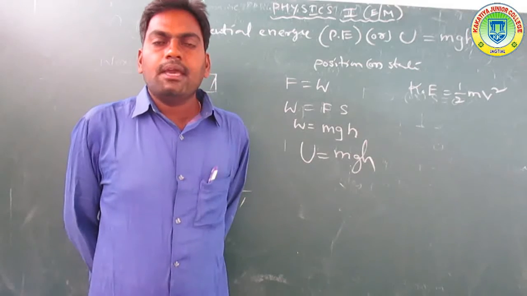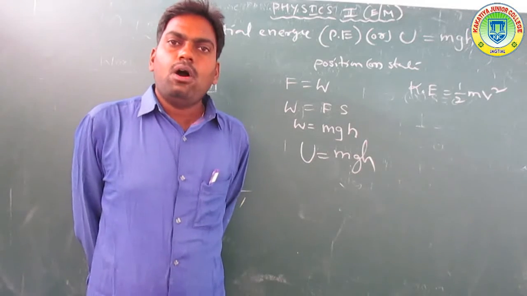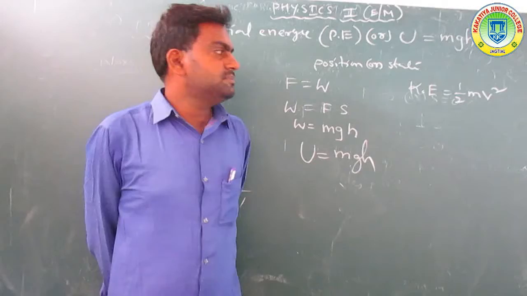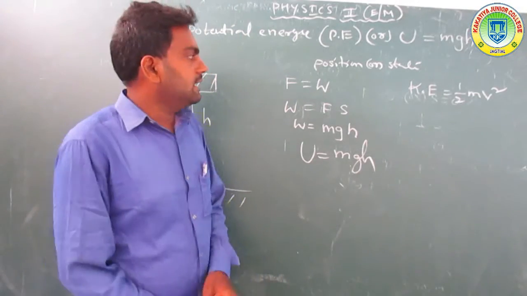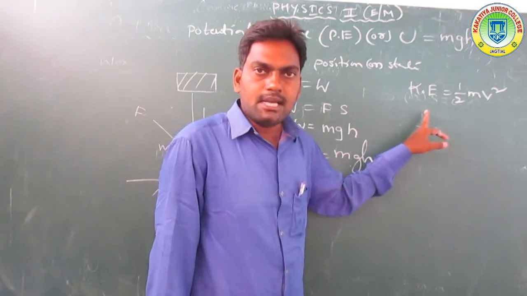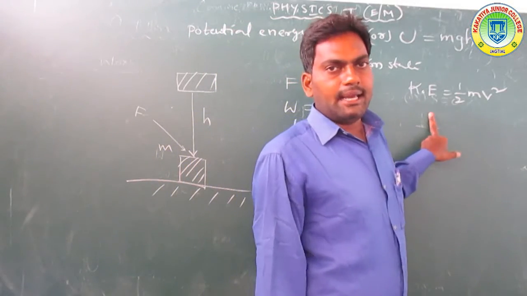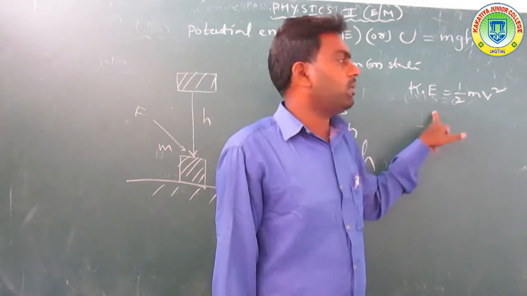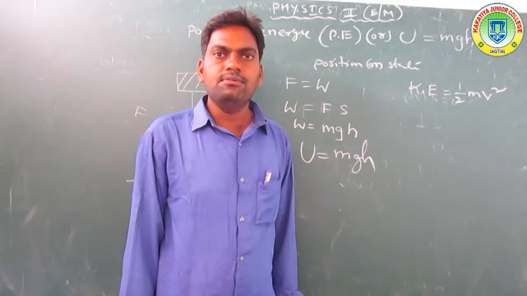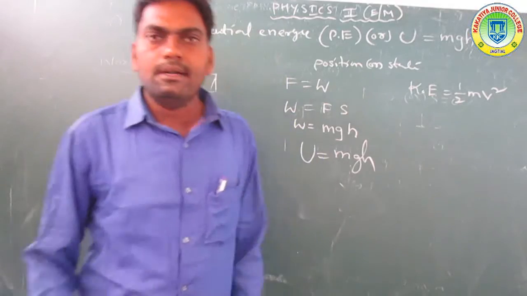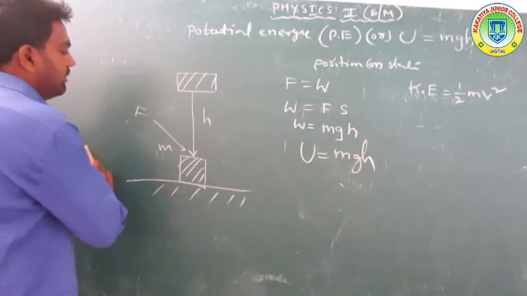What is m? m is the mass of the object. What is v? v is the velocity of the object. So the kinetic energy equation we can write as K.E. is equal to half m v square. Now let us derive the kinetic energy equation.